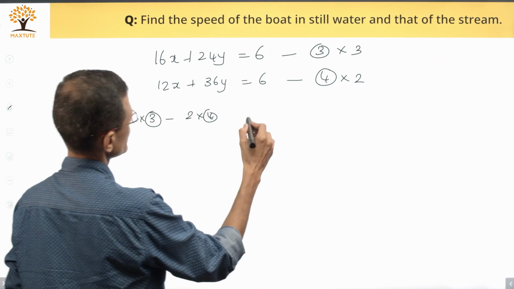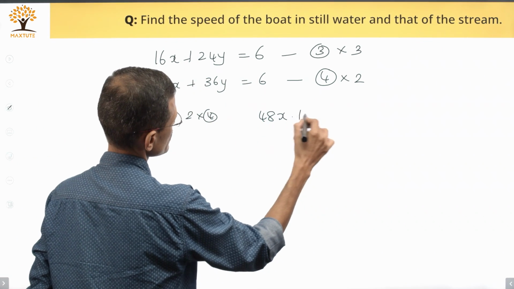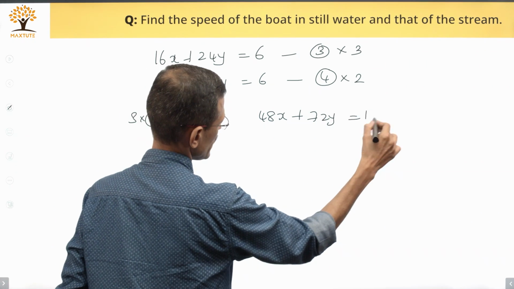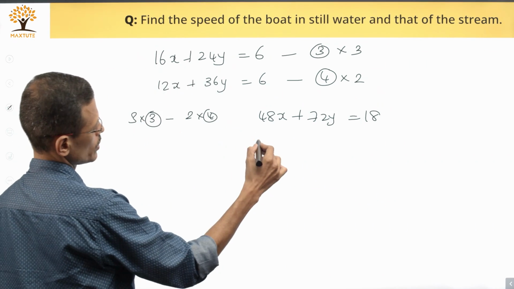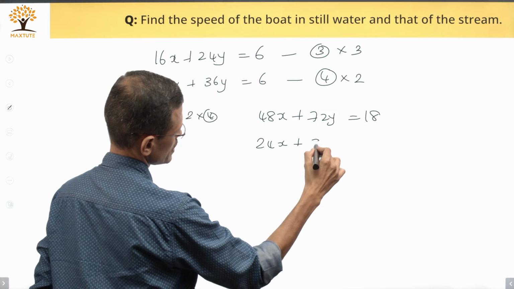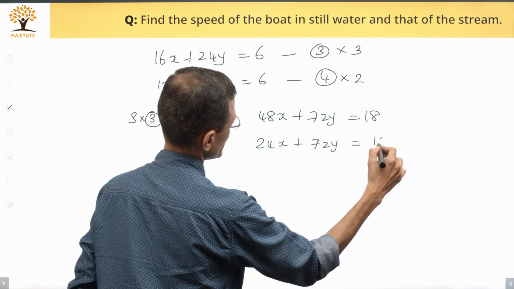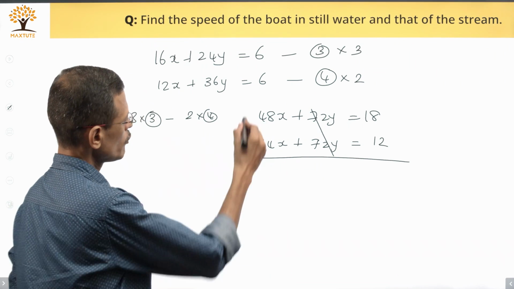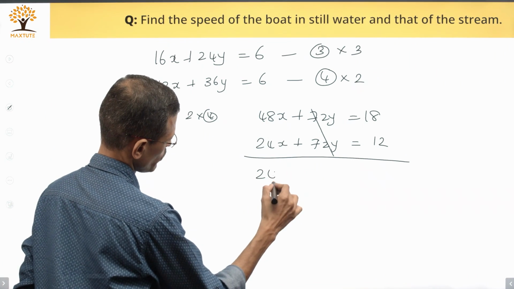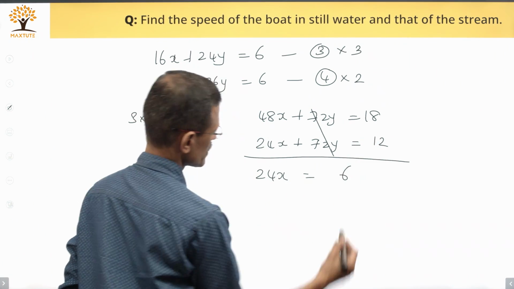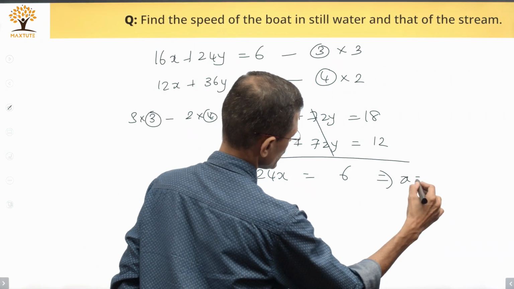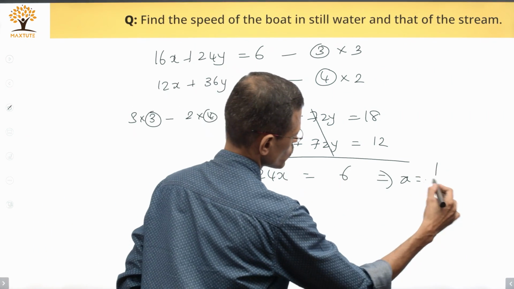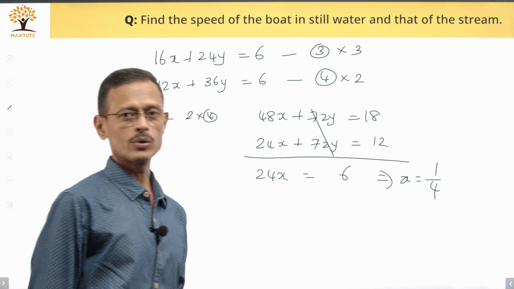3 times equation 3 is 48x plus 72y is equal to 18. 2 times equation 4 is 24x plus 72y is equal to 12. Subtract one from the other, 72y and 72y get cancelled. 48x minus 24x is 24x. This is equal to 6, translating to the fact that x is equal to 6 upon 24, which is 1 upon 4. So one thing we have found out.